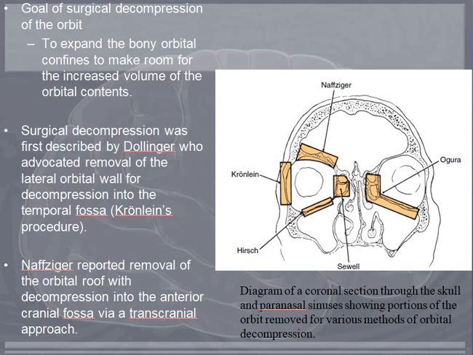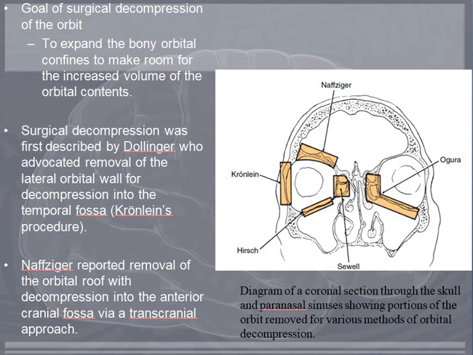Hirsch approach, inferior. This is the maxillary sinus. So this is the infraorbital wall. This is removed so that the fat can be decompressed. Orbital contents can be decompressed inferiorly. This is the inferior approach. This is the lateral approach, Crowley's approach, Naffziger's superior approach. This is the lateral approach, and this is the lateral and inferior approach combined.